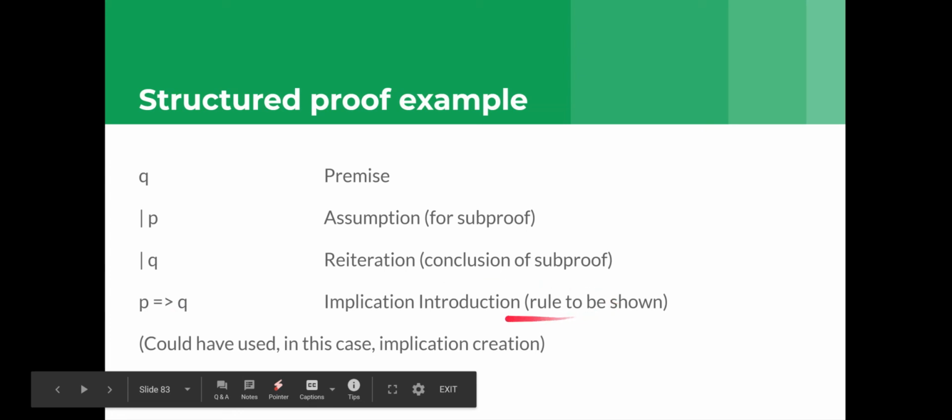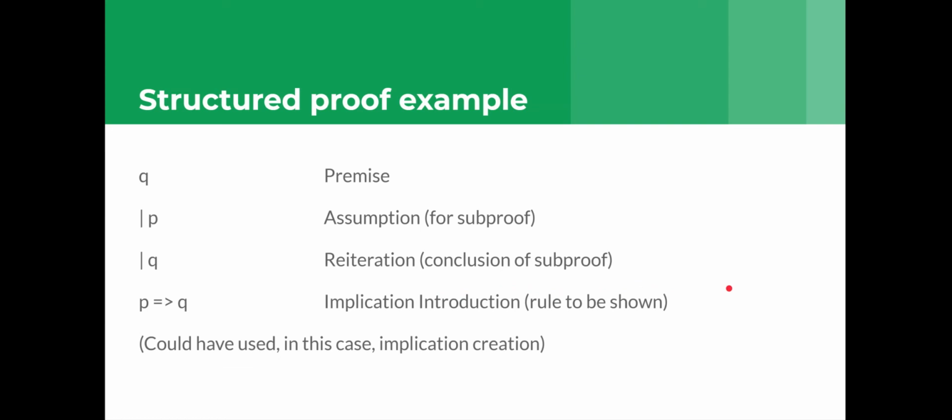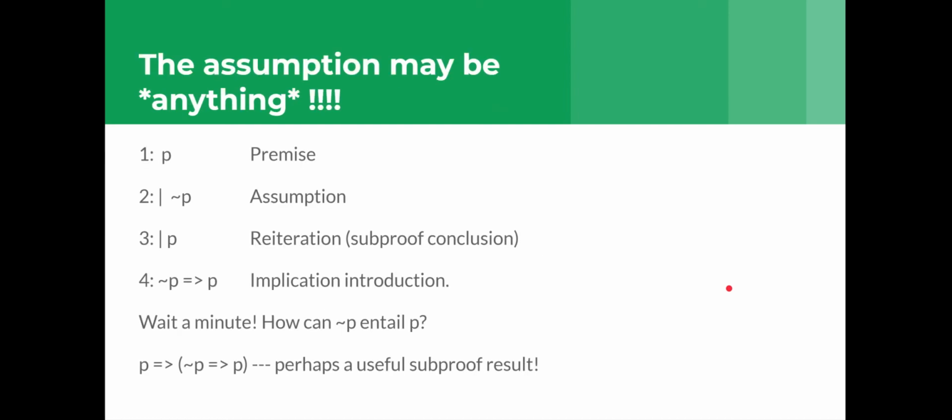And we can use implication introduction, which is a rule of inference which we're actually kind of using before we define it. We could have used, in this case, implication creation. We could have put anything in front of the implication operator for Q. And that's true. This approach also accomplishes much the same thing. And that assumption can be anything at all.